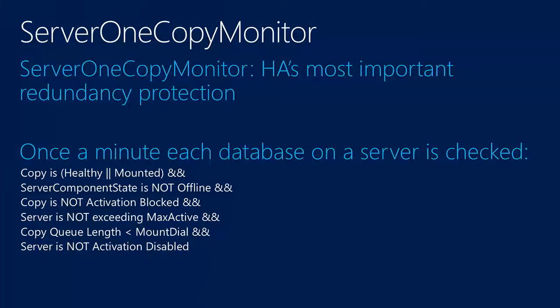So once a minute, we check each database on each server. And what we're looking for is that we want to make sure all the copies are healthy and mounted. We want to make sure that the server component state, which refers to the managed availability responders, is not offline. We want to make sure that the copy's not activation blocked, either at the database or the server level. We want to make sure that the server is not exceeding the maximum active number of databases if the administrator chooses to set that. And we want to make sure that the copy queue length is less than the auto database mount dial as well. Okay? So that's what we're looking for to verify that we've got multiple redundant copies that we can use.